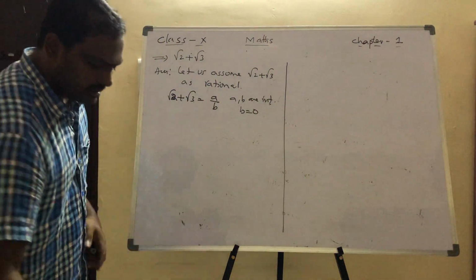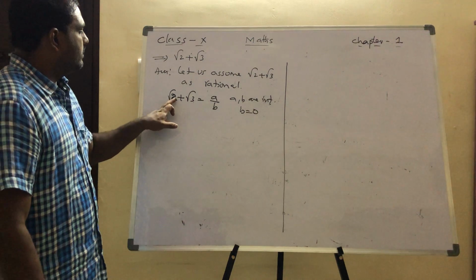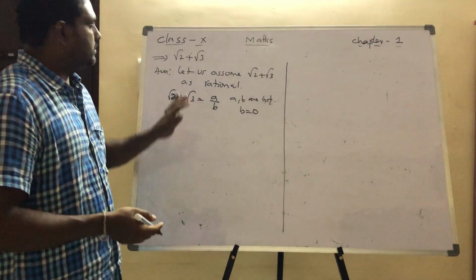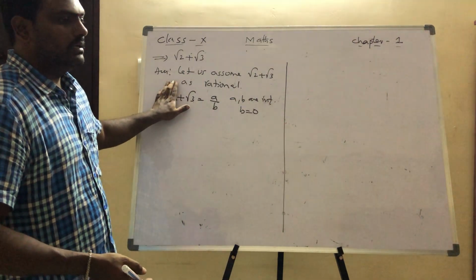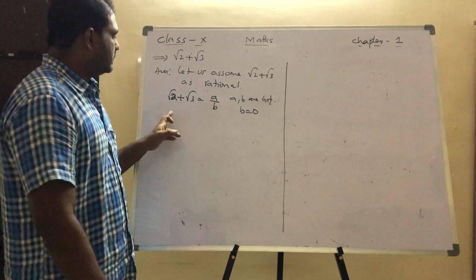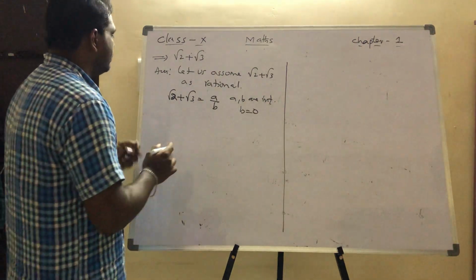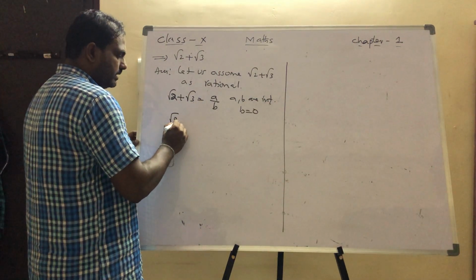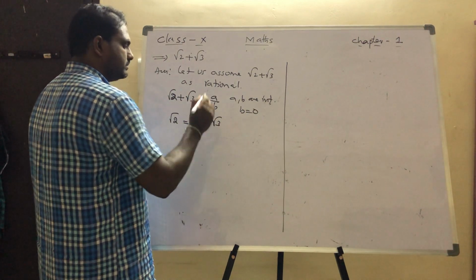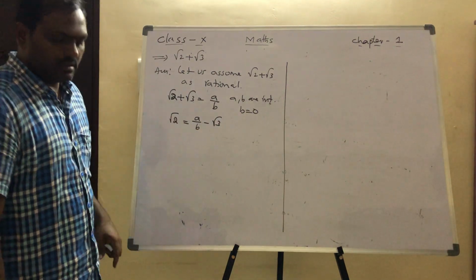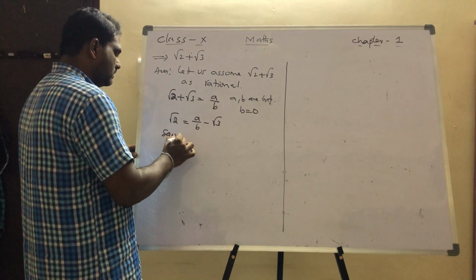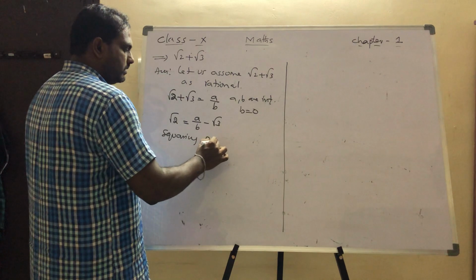Next step is the simple crucial step. Here two roots are given, root 2 plus root 3. You keep one root here and send the other root to that side. That's your wish. You may send root 3 to that side or root 2 to that side. Now I am placing root 2 here. Root 2 is equal to a by b minus root 3. Now, squaring on both sides.